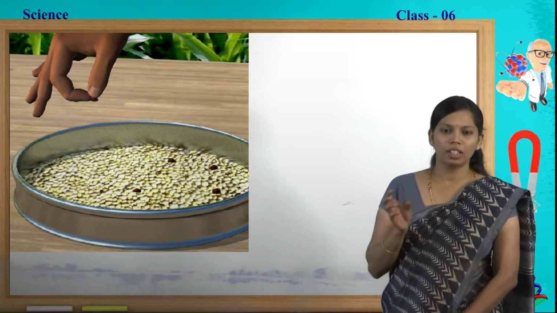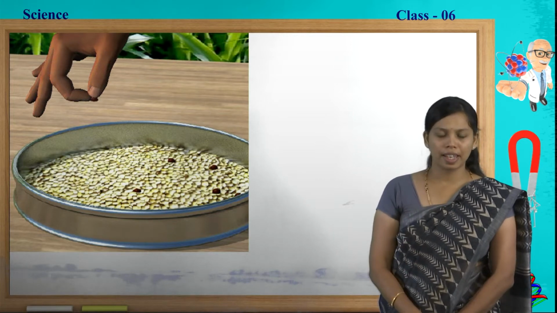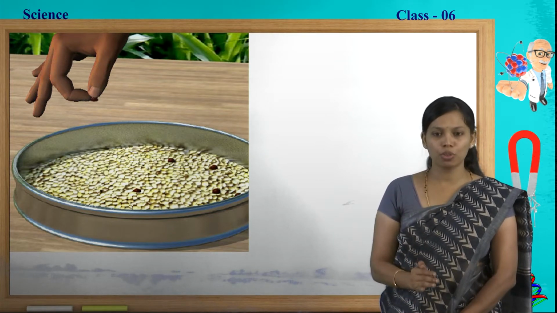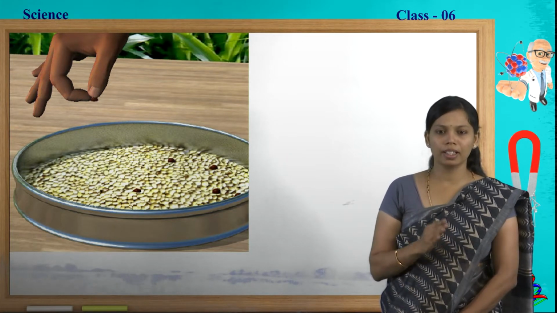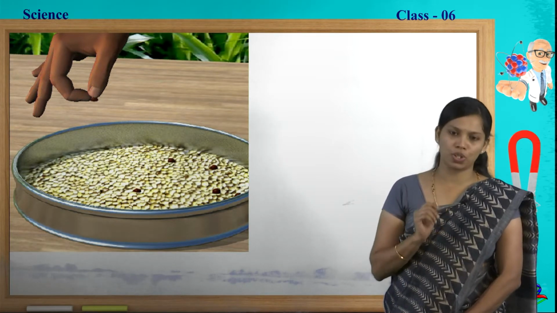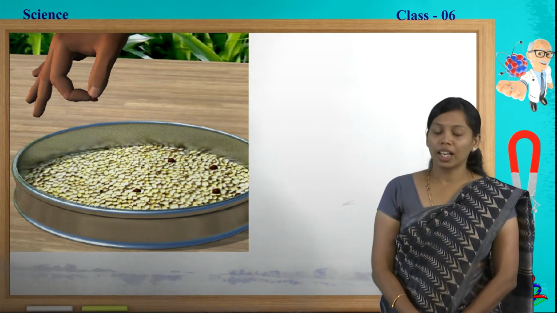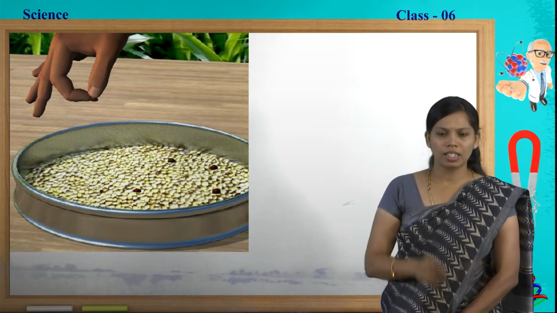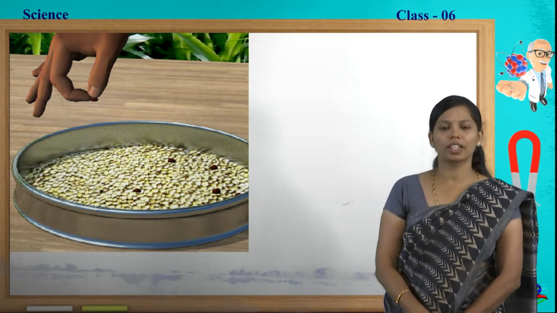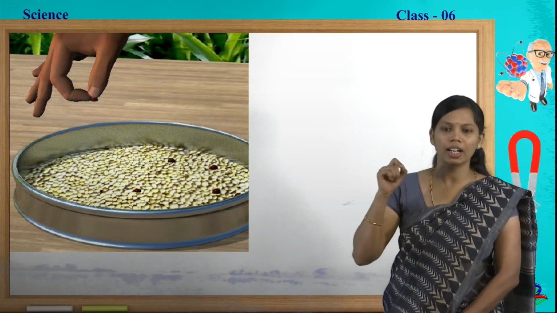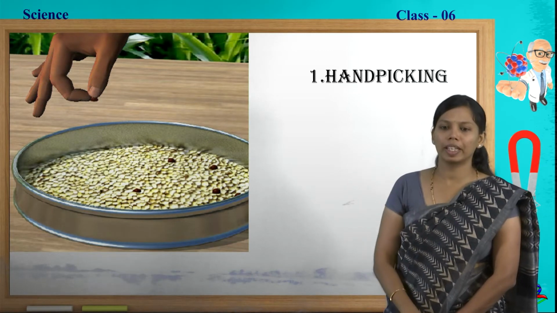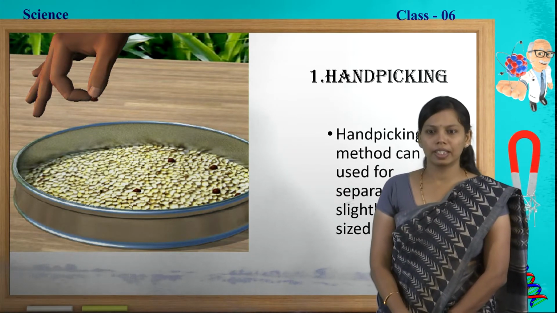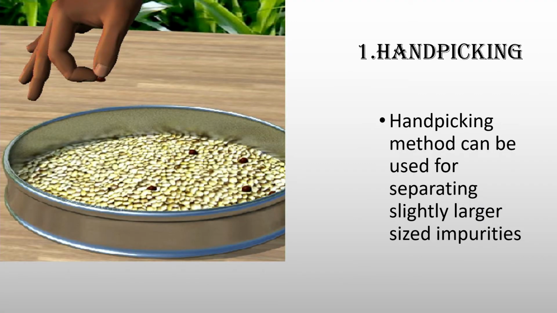Before cooking the food, we can't use that in the same way. Before that, we have to clean the dal. In the sense, we have to separate the impurities from the mixture. What is the convenient method for this? Since they are very few in number, what can we do? We can pick that with the hand and throw that. So, what is the meaning of the hand picking method? Hand picking method can be used for separating slightly larger impurities.